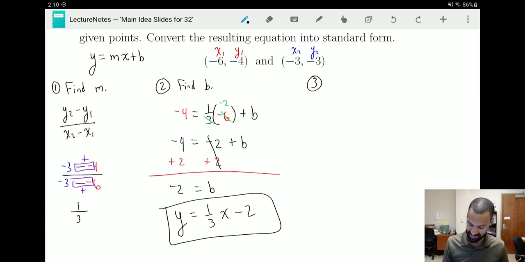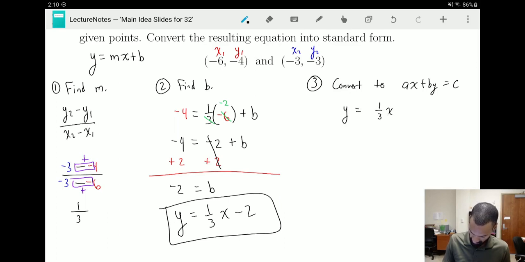Okay, finally, step 3, convert to standard form, ax plus by equals c. Now remember, 2 things about standard form. First of all, there are no fractions, okay? No fractions, no decimals, nothing like that. Second of all, you have the x term first, the y term on one side, added together, and then you have the constant term on the other. So we have a few things we need to do here. The first thing I recommend that we do, though, is we get rid of the fraction.